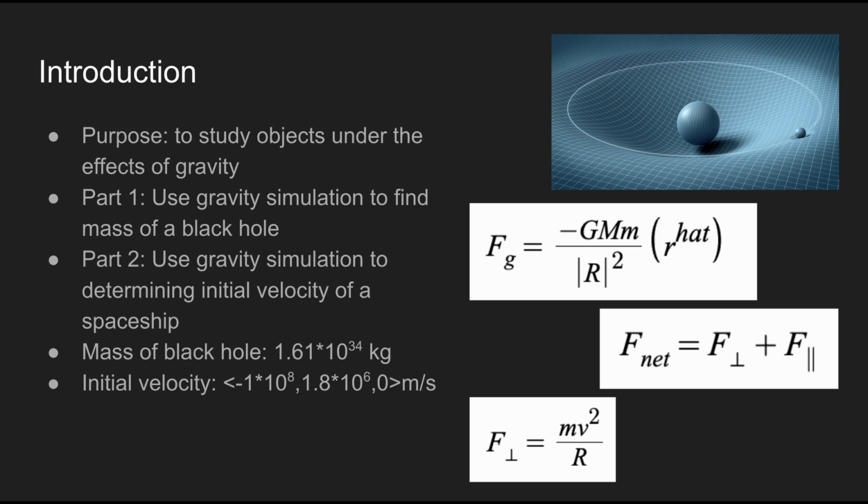In the first simulation, I used the properties of gravity to measure the mass of a black hole that has a star orbiting around it. In the second simulation, I determined the initial velocity of a spaceship needed to get close to the black hole without colliding with its event horizon.